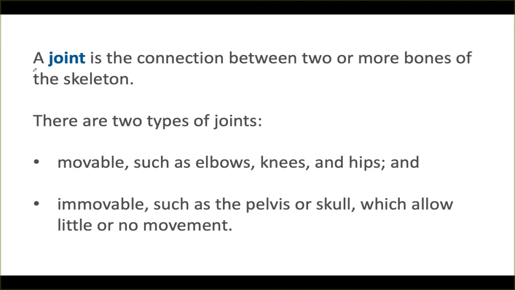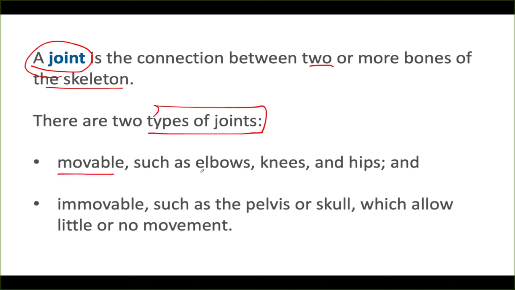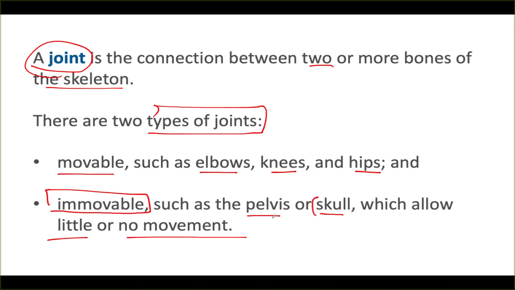And our final thought is the joint. What is a joint? It is the connection between two or more bones of the skeleton. There are two types of joints. There's movable, such as elbows, knees, and hips. And then we have immovable joints as well, such as the pelvis or skull, which allow little or no movement. And earlier we talked about semi-movable.